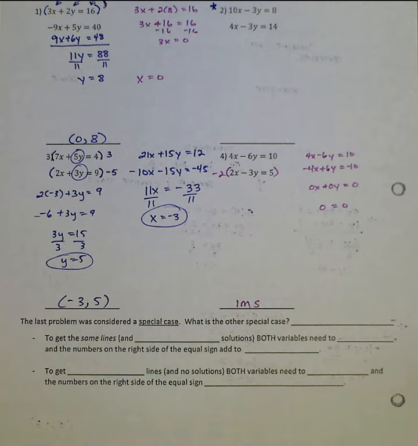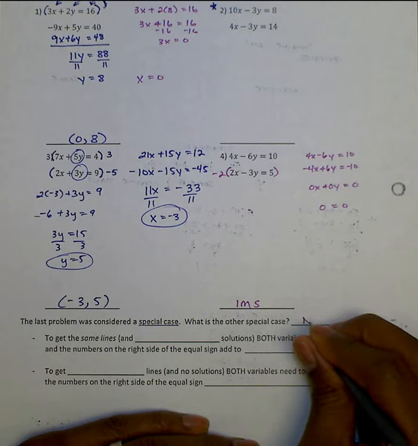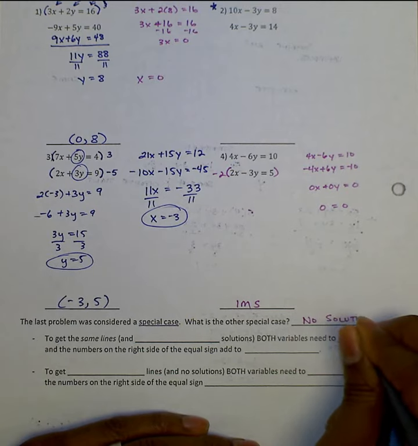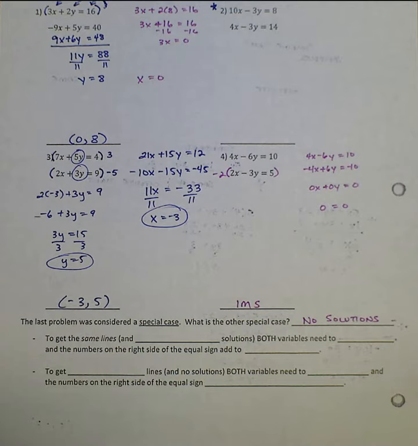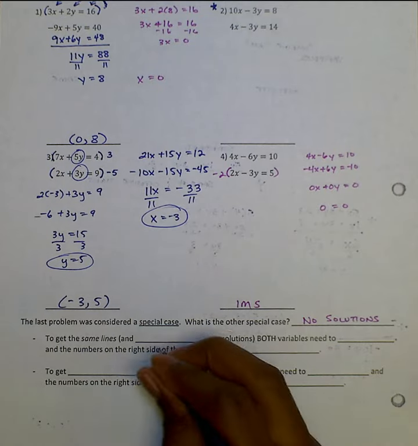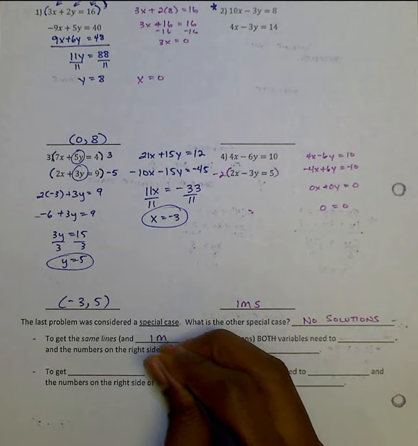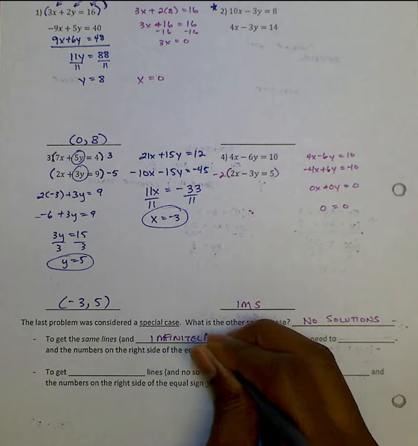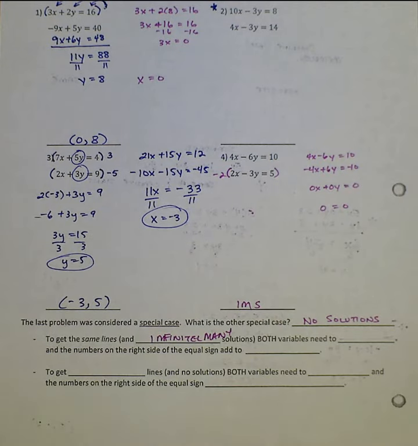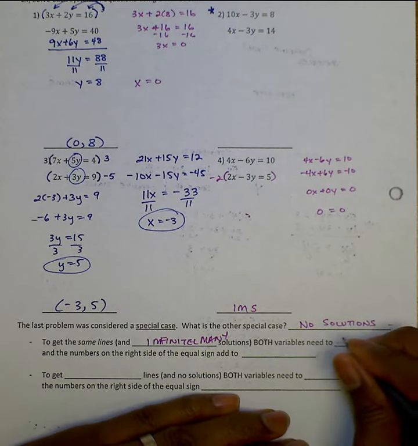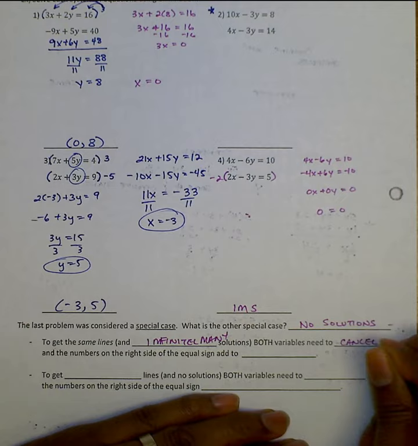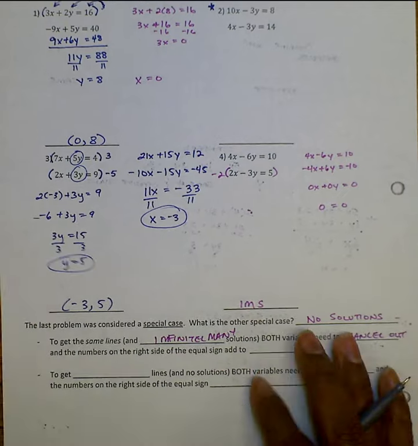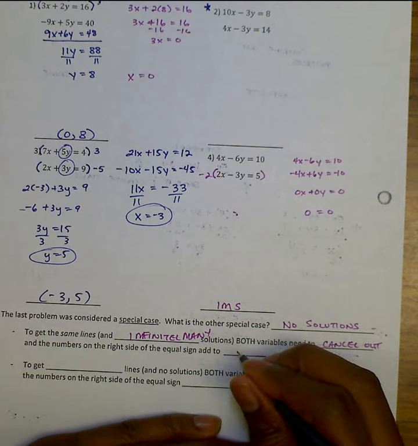This last problem was considered a special case. What is the other special case? The other special case is no solutions. To get the same lines and infinitely many solutions, I should say infinitely many, so I don't just write I am. Both variables need to cancel out, and the numbers on the right side of the equation add to 0.